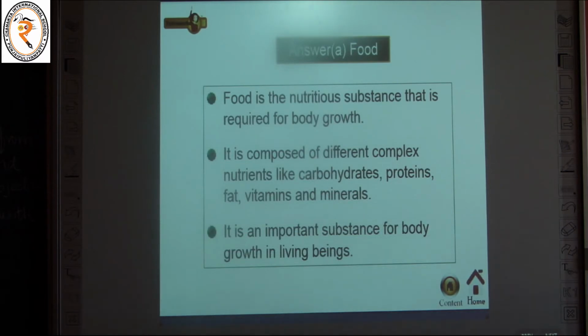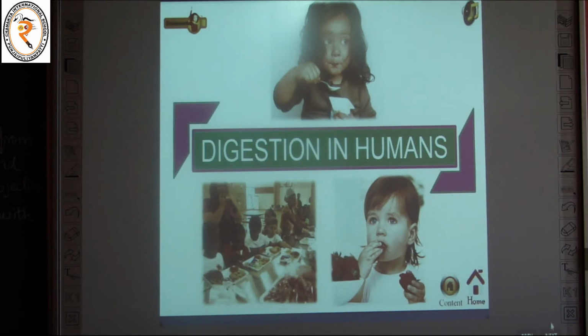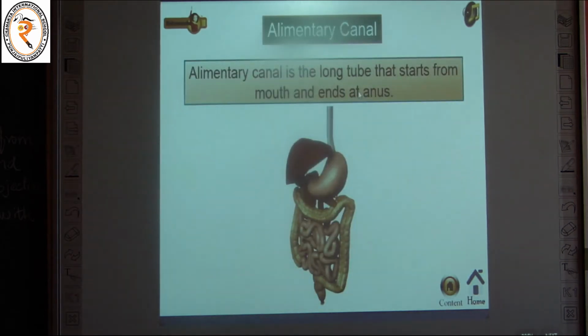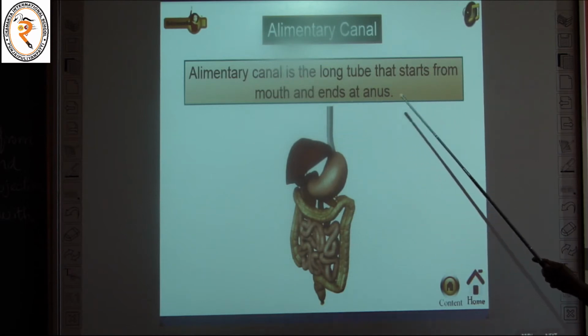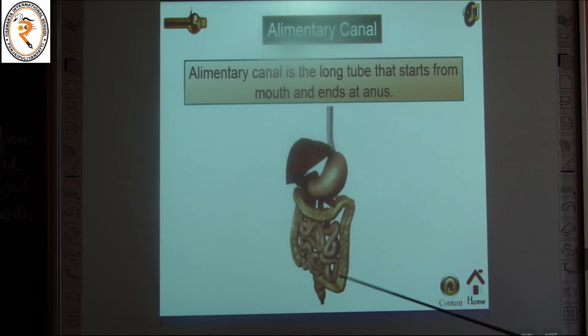Okay. The next one. Digestion in humans. What is called digestion? The breaking down of complex compounds into simpler ones is called digestion. How does digestion occur in human beings? See, this is the digestive system. First of all, we have to know what is called the alimentary canal. The alimentary canal is the long tube that starts from the mouth and ends at the anus. So that is called the alimentary canal.